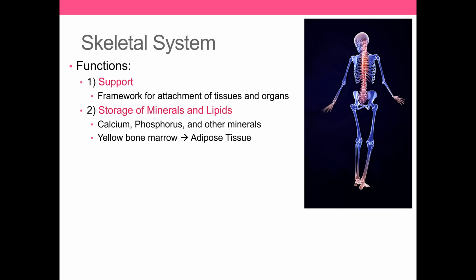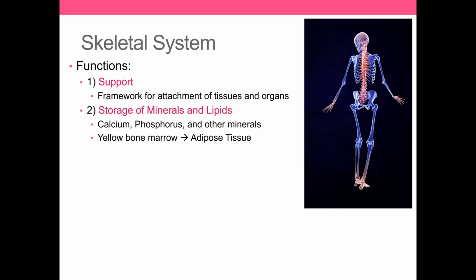So the skeletal system has several major functions. The first one is to provide support. The skeleton serves as a framework for the attachment of a lot of other tissues and organs. Think of it like the coat rack that you hang your coats on. The skeleton is the main support source for the body, and we build the body around it.